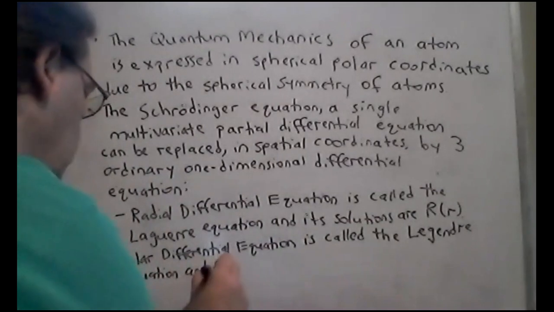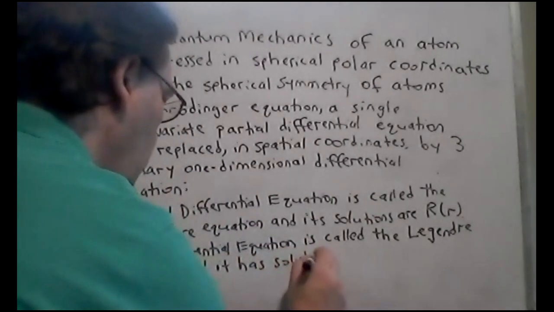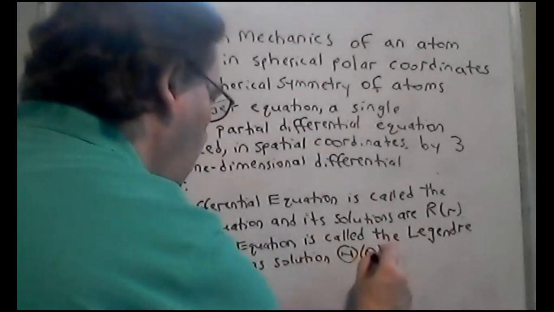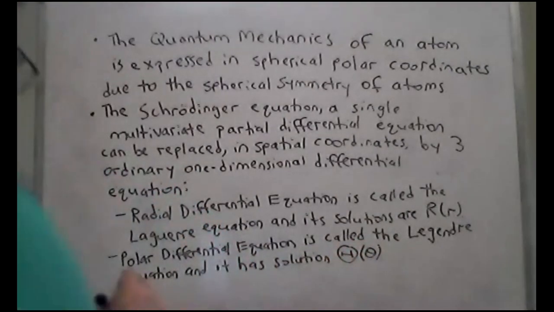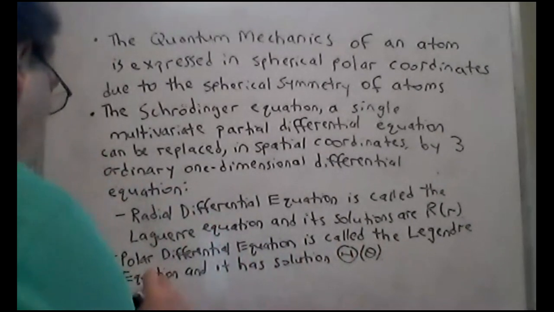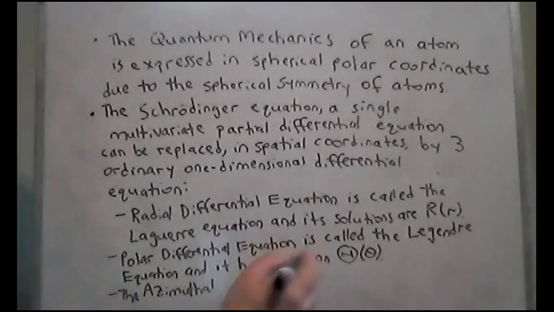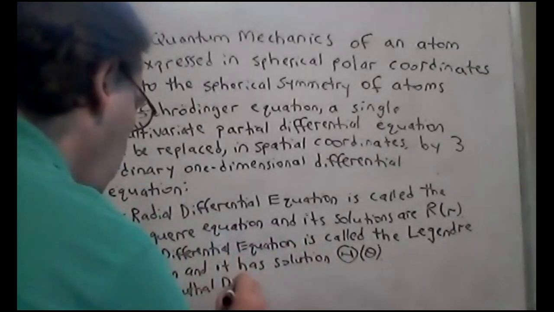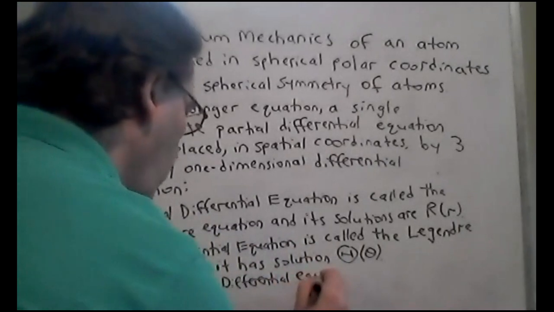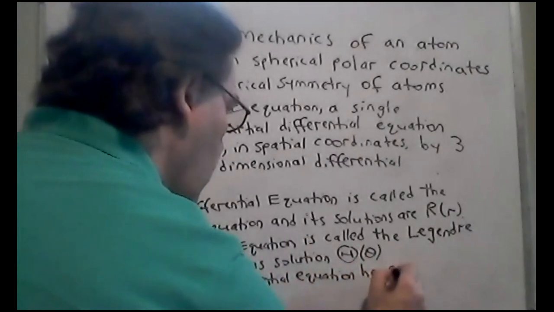And it has solutions, the theta of theta, if you will, the function capital theta of the polar angle little theta. And then the azimuthal differential equation, I don't really have a name for that. It's actually a pretty simple one. It has solutions, cap phi of phi.